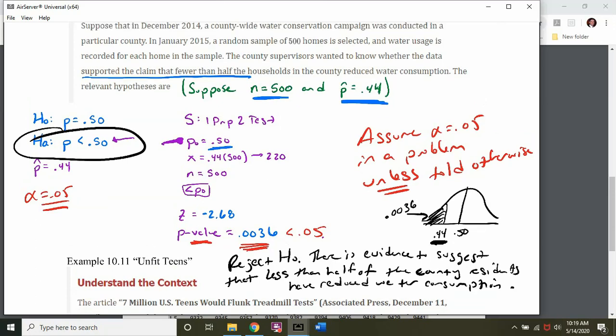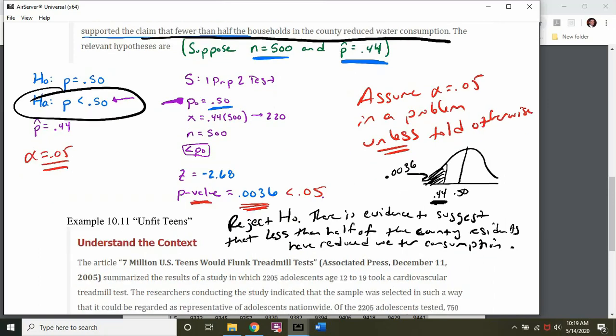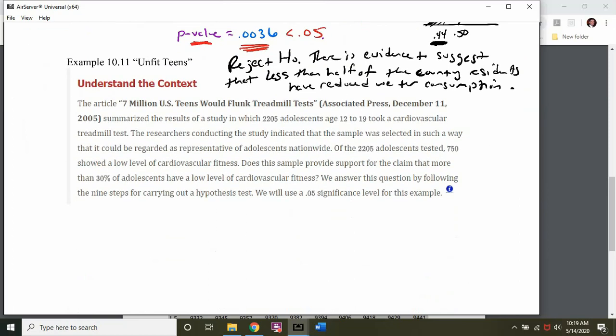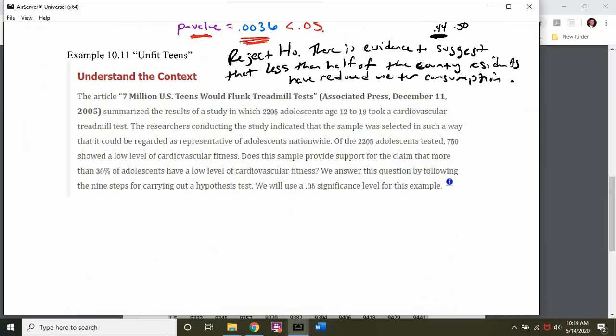Okay, that's the question. The county supervisors want to know whether the data support the claim that fewer than half the households reduce the water consumption. Yes, the data does confirm that. Right? It seems to be the case that less than half have reduced. Okay, a couple more examples to go here, and hopefully get the gist.